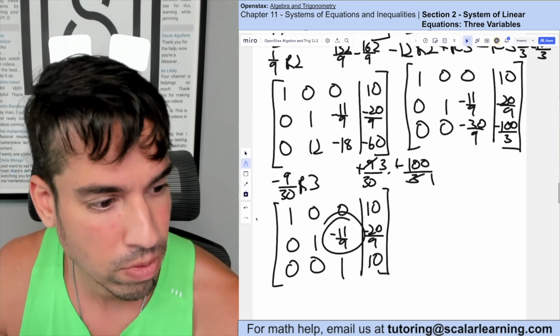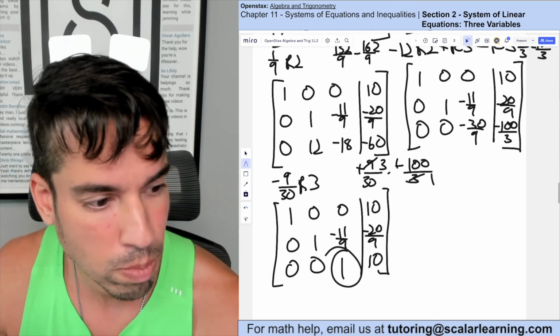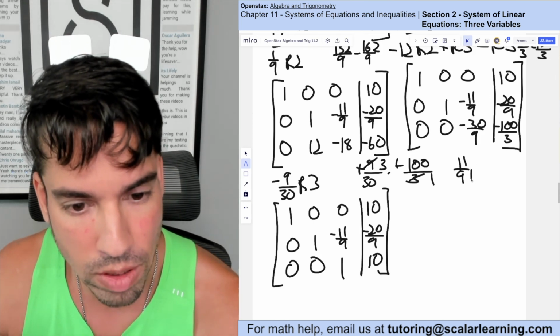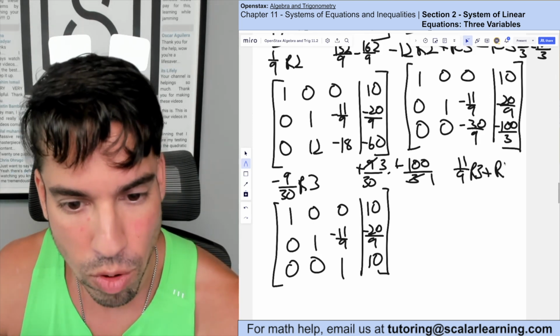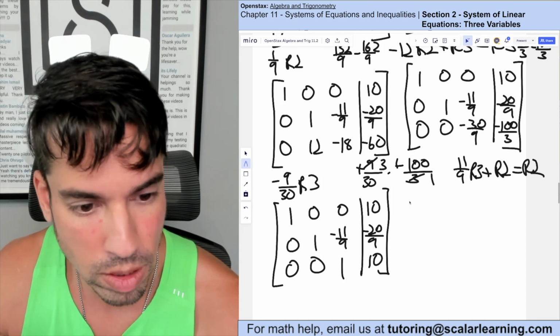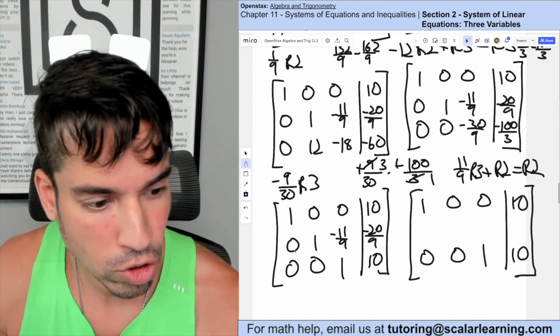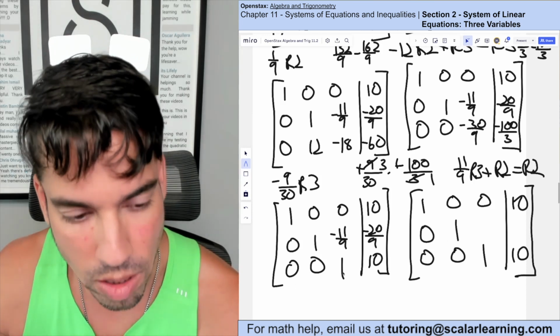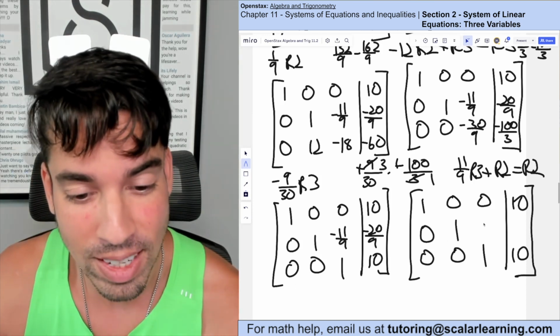Last but not least, we have to flip this. So what I'm going to do is multiply by positive 11 over 9. So 11 over 9 times row 3 plus row 2 gives us a new row 2. Let's write that out. So then we have 11/9 times 0 plus 0 is 0. 11/9 times 0 plus 1 is 1. 11/9 times 1 is 11 ninths plus negative 11 ninths is 0.